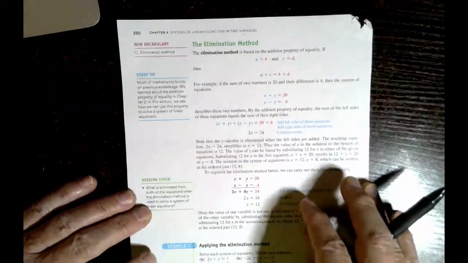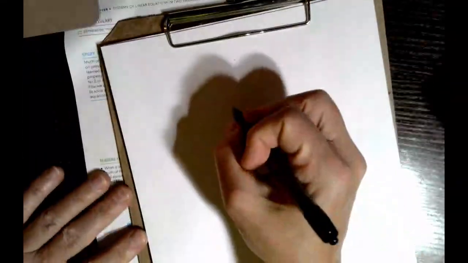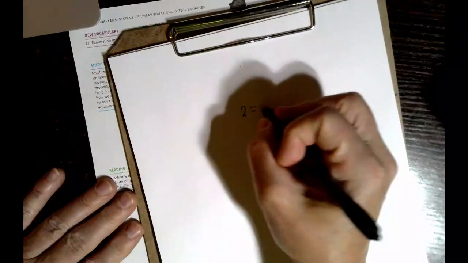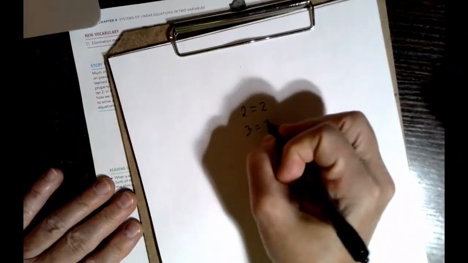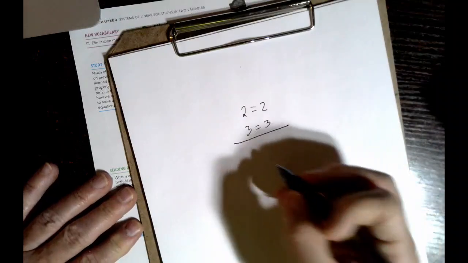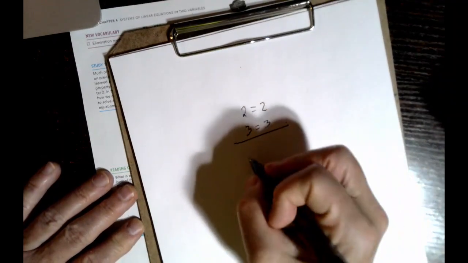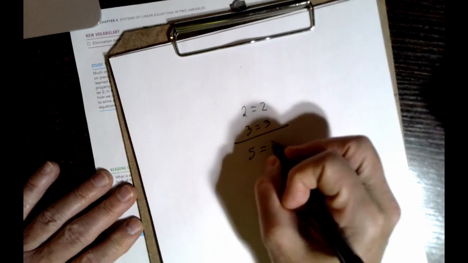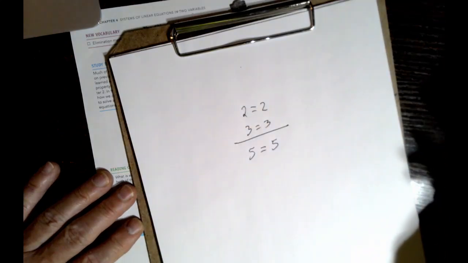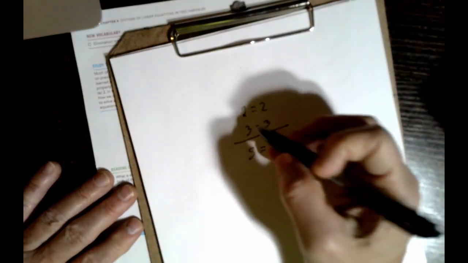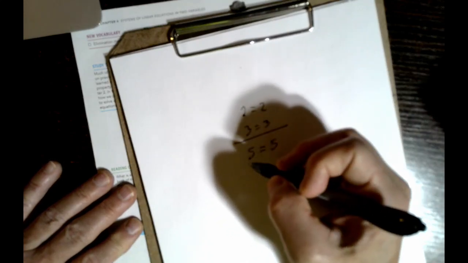Alright? First off, it works on a basic premise. If you have 2 equals 2 and 3 equals 3, you can add the left-hand sides of both of these equations and get a new equation that is also true. So by using this, we can combine two equations, add the left-hand sides together, add the right-hand sides together, and get a new third equation that is also going to be true.